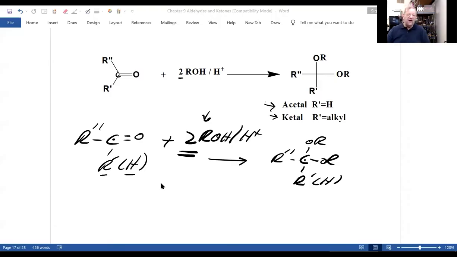So when you have, and you have to look at the reaction to make sure you look at the coefficient, the number in front, when you have an aldehyde or ketone reacting with now two moles of an alcohol and acid catalyst, you form the acetal or ketal. Instead of one of these being H, it's now also an R group.